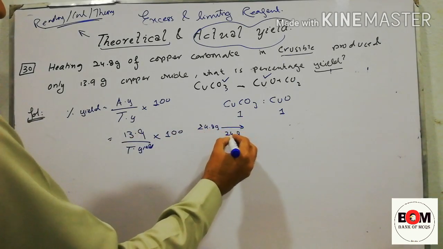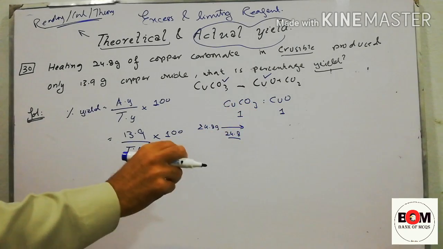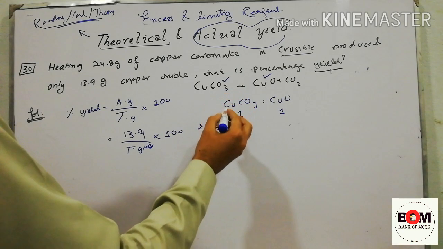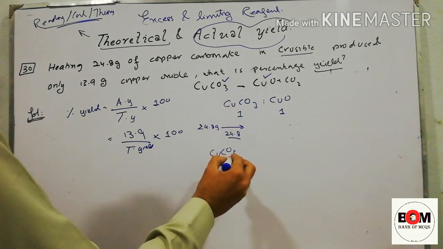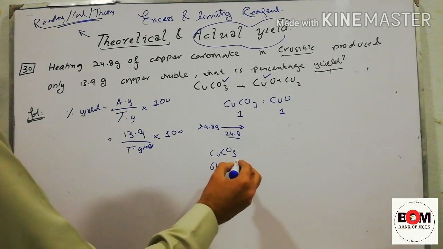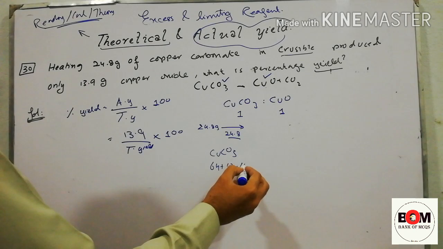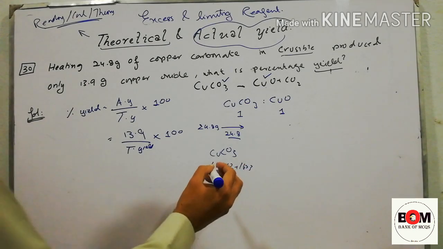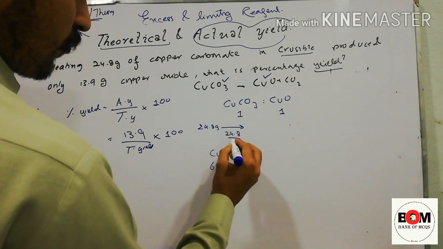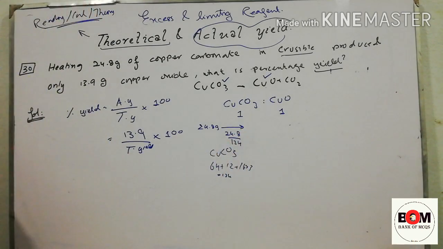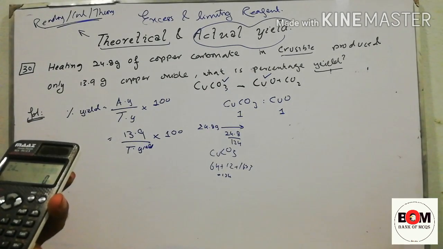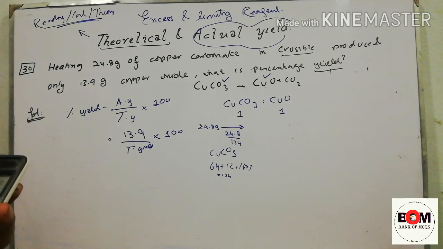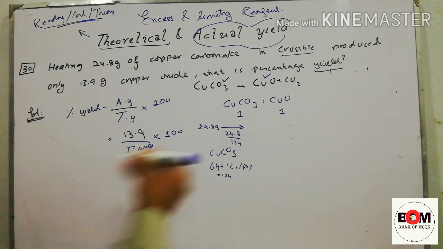The molar mass of CuCO3: Cu is 64, carbon is 12, and oxygen is 16 multiplied by 3. So the molar mass is 124. So 24.8 divided by 124 is equal to 0.2. So the given moles are 0.2.